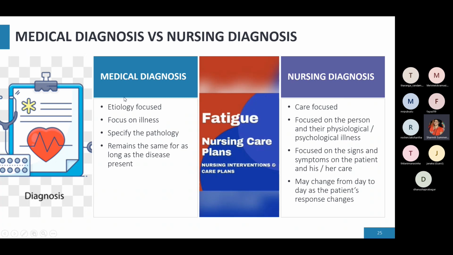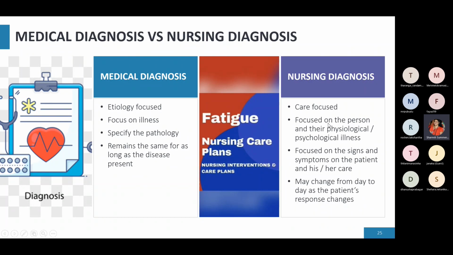Medical diagnosis is etiology focused. Etiology means the cause, why this problem occurs. That is all they focus on, not the patient's concern. But nursing diagnosis is care focused. The patient is having these problems, but how can we provide care to help the patient overcome that problem? That is care focused. And medical diagnosis is mainly focused on illness. Illness means only the physical condition. What physical condition is the patient having?